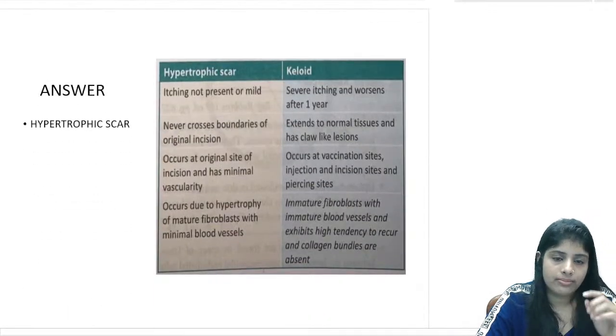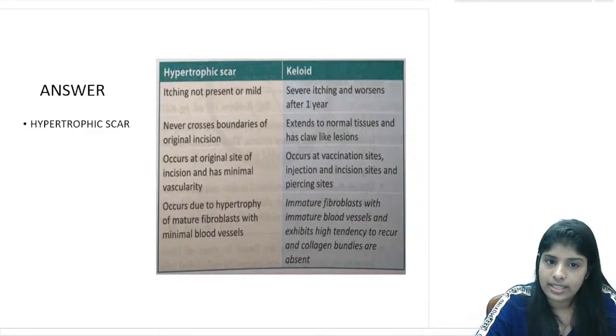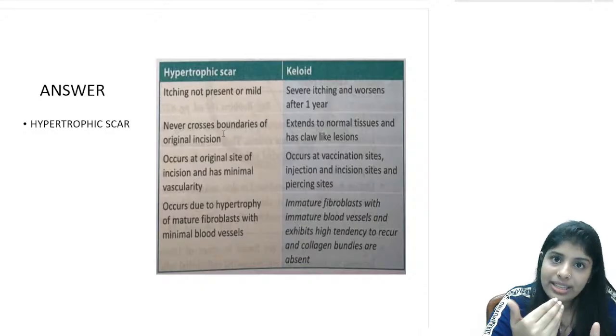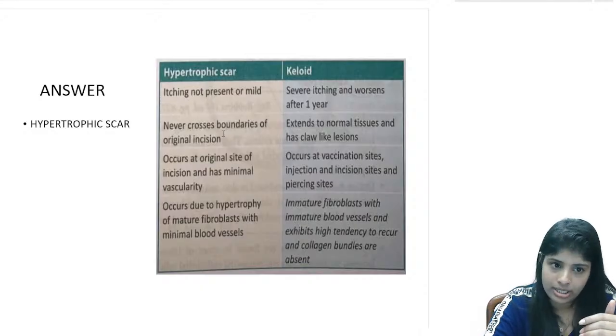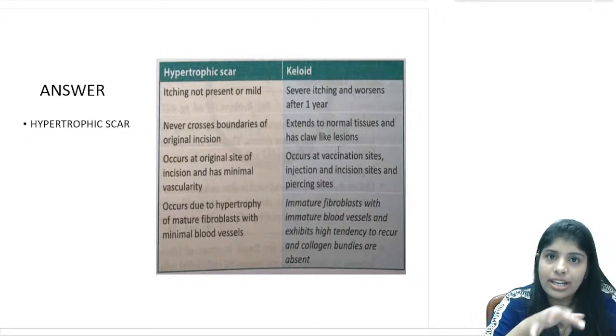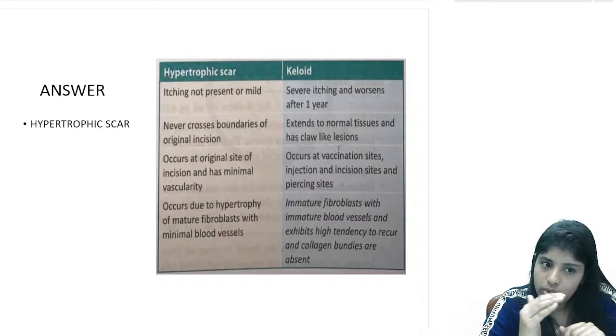See, we have a table here. In hypertrophic scar, itching is always present, and in keloid the itching is very severe and worsens after 1 year. In hypertrophic scar, it does not cross the boundary of the original incision. In this case also, it was within the boundary of the original incision, so it is hypertrophic scar. But in keloid, it is going to extend towards the normal tissues, like claw-like lesions.